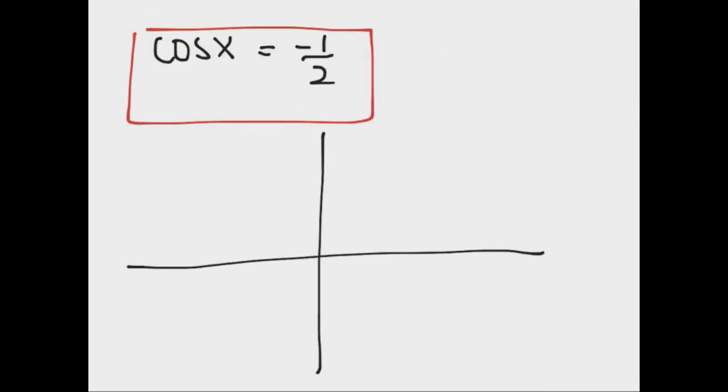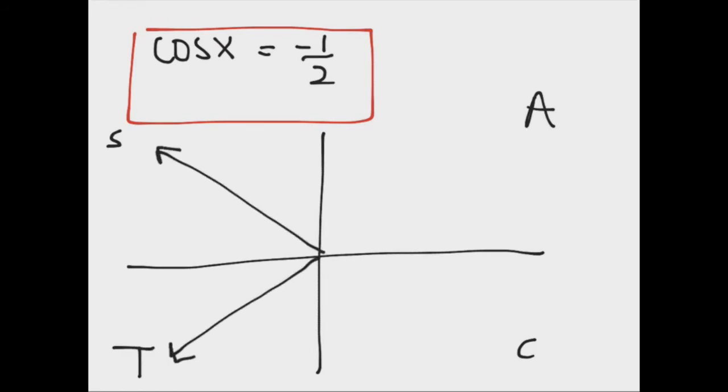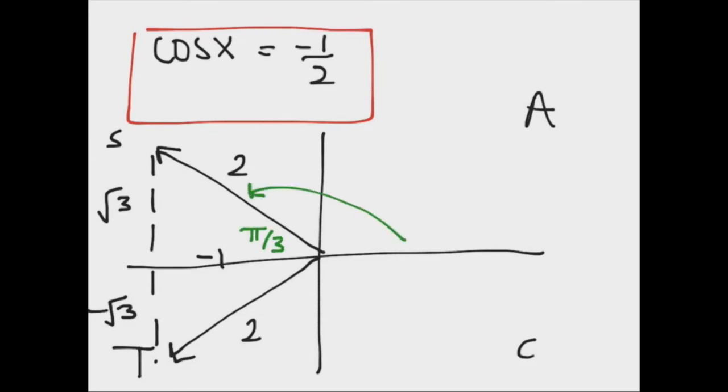To find the other solutions, we can now use CAST to solve for x. We use our special triangles to solve for where cosine is negative. If the acute angle is pi over 3, we can solve for x as being 2 pi over 3 and 4 pi over 3.